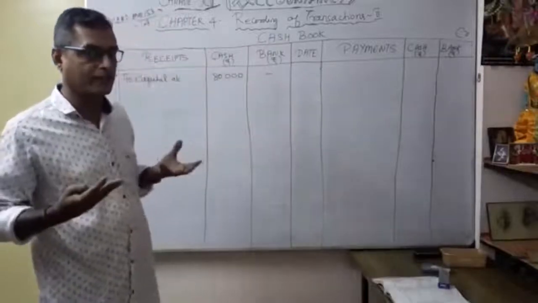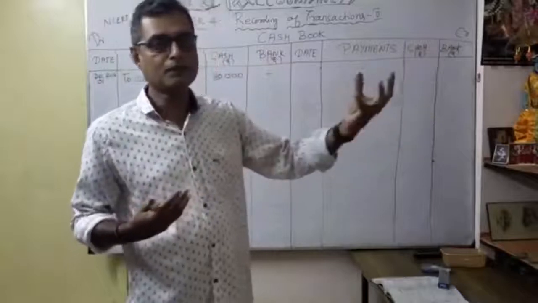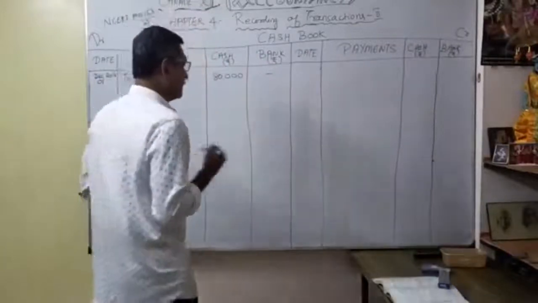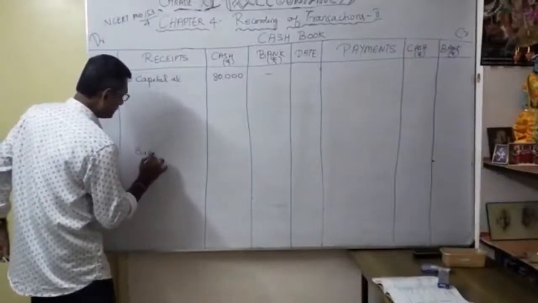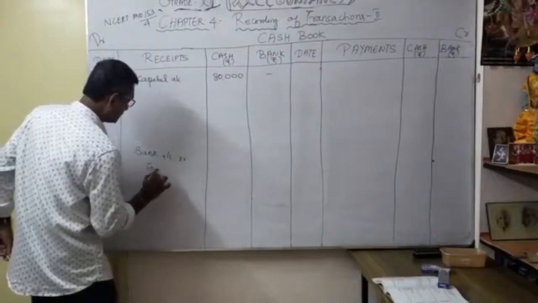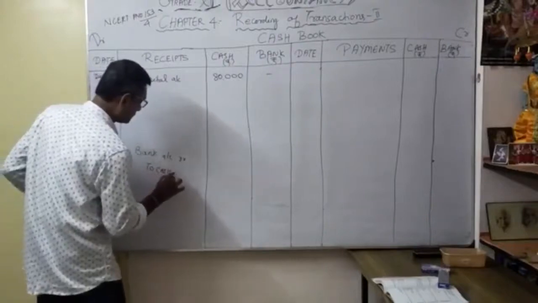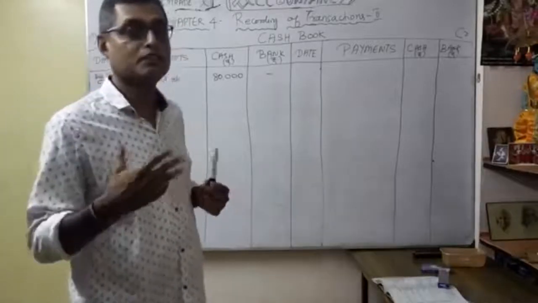We'll carry our cash to the bank, going to deposit in a bank. Visit the bank, then deposit in our account. So what is the entry? As you know, I read the entry. So bank account debit to cash account. Correct. This is the entry for cash deposited into bank.